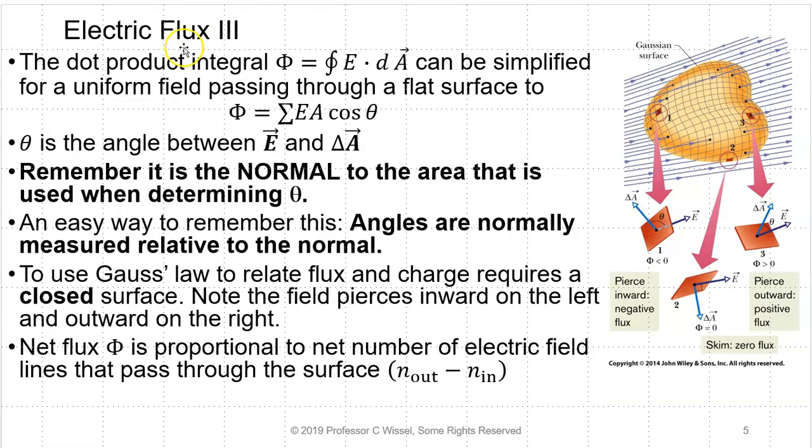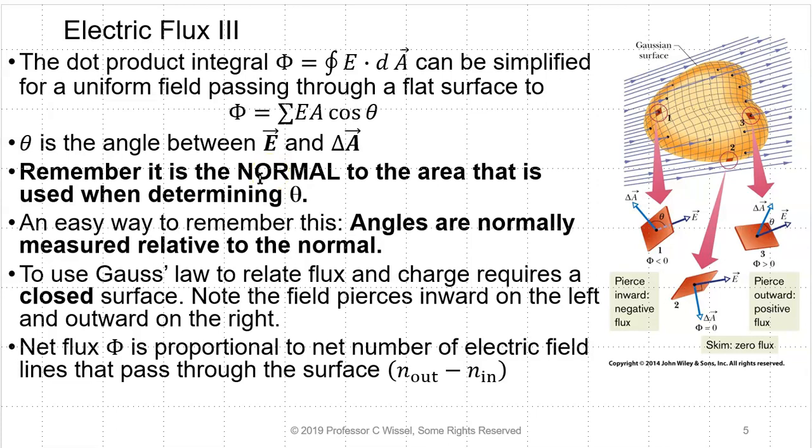So the dot product in the integral, phi equals the integral of E dot dA, can be simplified for a uniform field passing through a flat surface to the sum of E A cosine theta. Theta is the angle between E and delta A. Now remember, it's the angle between E and the normal. Remember, it is the normal to the area that is used when determining theta.